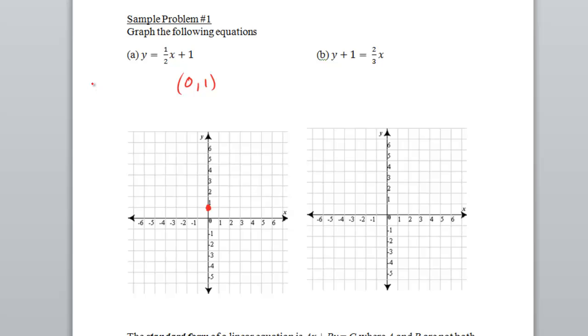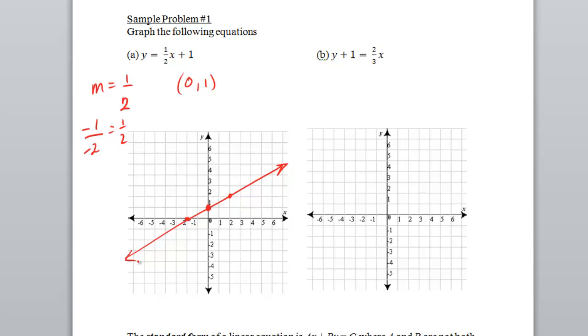Then the slope is 1/2, so that's rise over run. I'm going to go up 1 and over 2. I could also reverse that process and go down 1 and backwards 2, and of course -1 over -2 is going to equal 1/2. And from there, I don't have a straight edge handy, but you could see the trend through those 3 points, and we would draw the line. That represents the line of y equals 1/2 x plus 1.